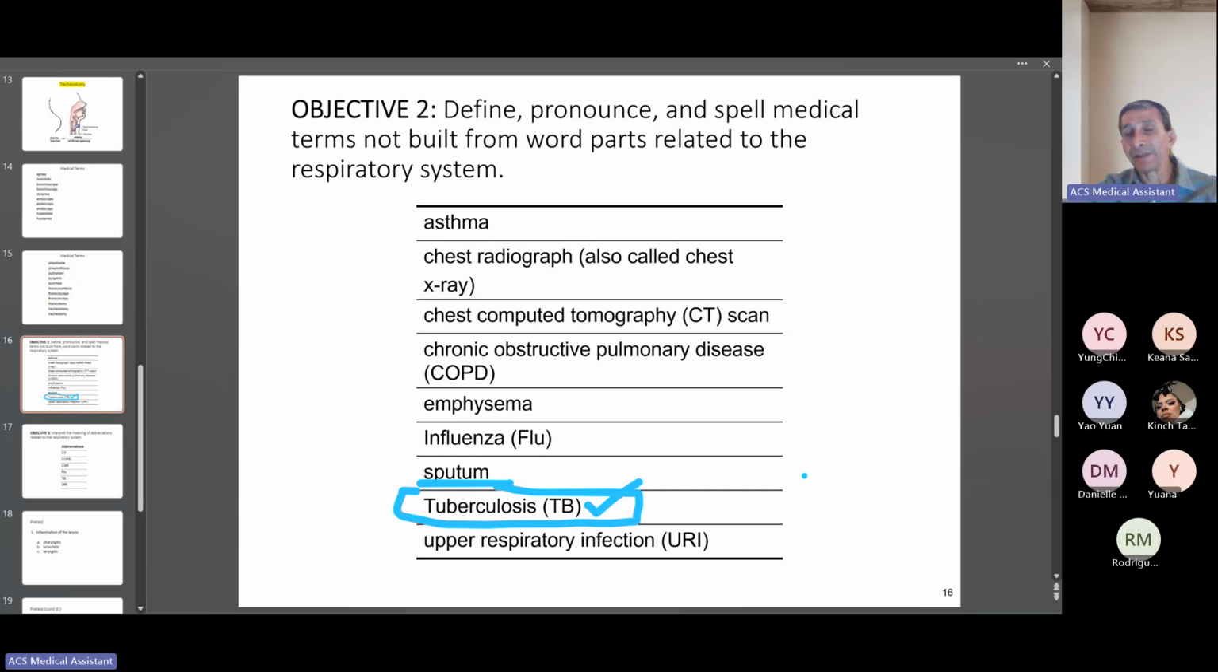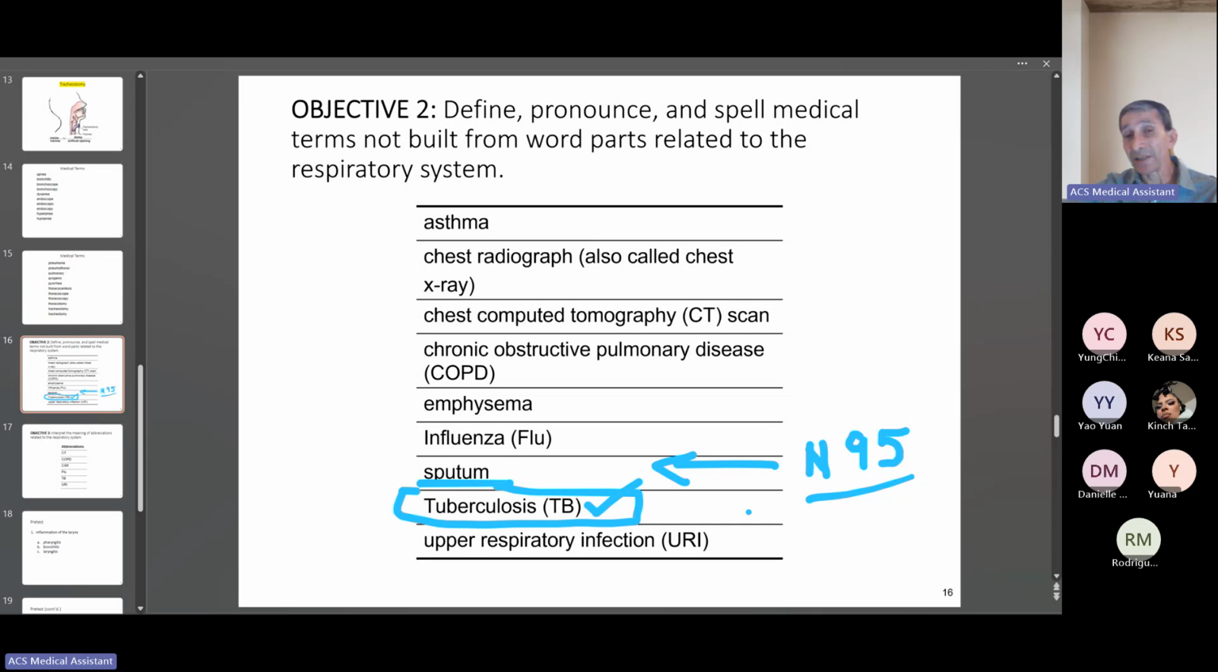A respirator is something that has to be adapted to your face. Sometimes we use an N95 mask because tuberculosis is an airborne condition, meaning that it is transmitted through the air when the patient coughs.